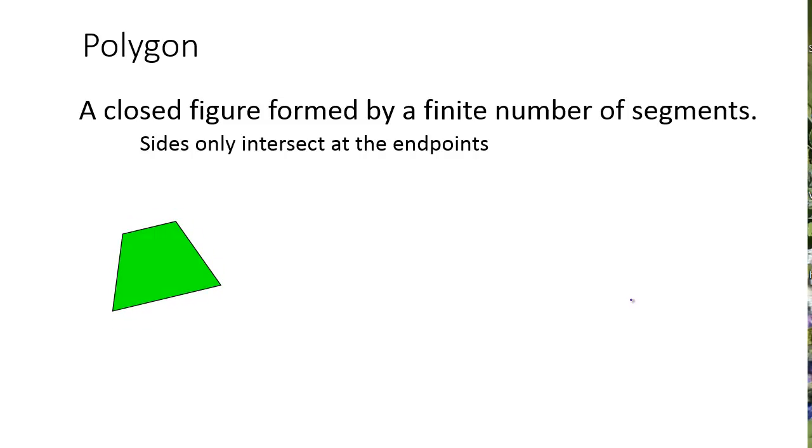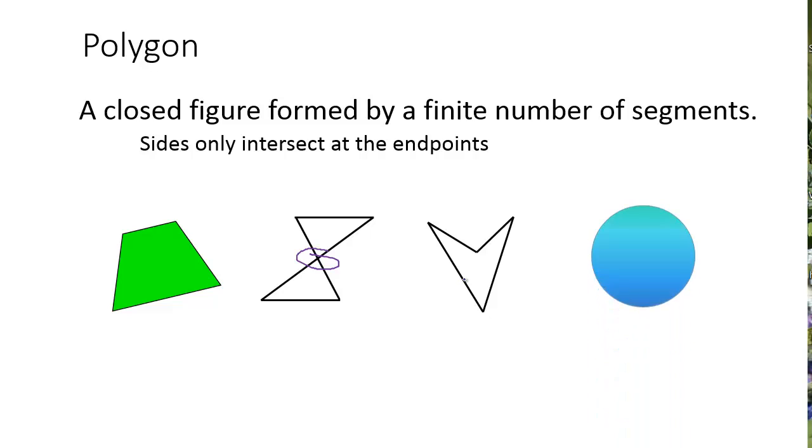Here we have a convex polygon. It is a quadrilateral having 4 sides. This, however, is not a polygon because 2 of the sides intersect interior to the polygon. This is a polygon, however, it's a concave polygon. And of course, a sphere or a circle is not a polygon.